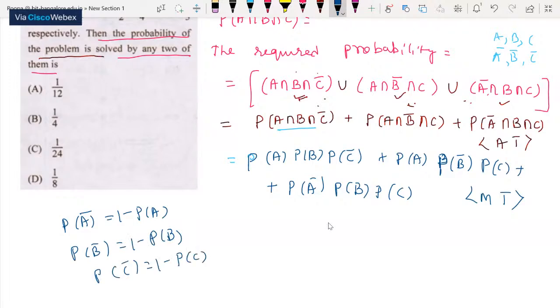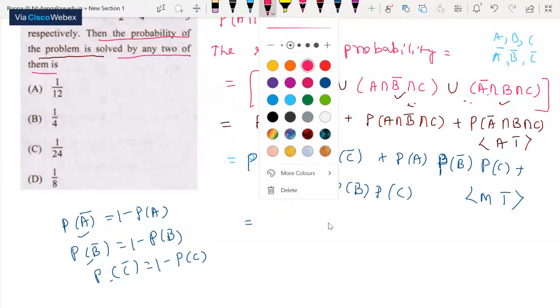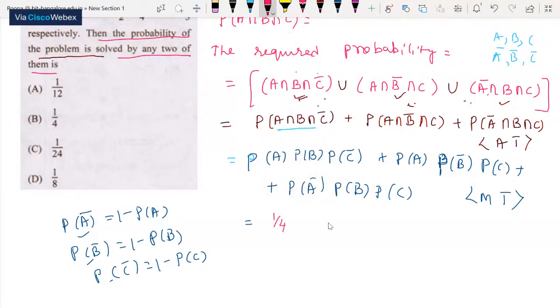Just take P of A, P of B, P of C and subtract from 1, then we get the corresponding complement probability values. Just substitute, take multiplication and add. Finally, we get the answer. It's very simple, not necessary to do it on the board. The final answer after the simplification is 1 by 4.